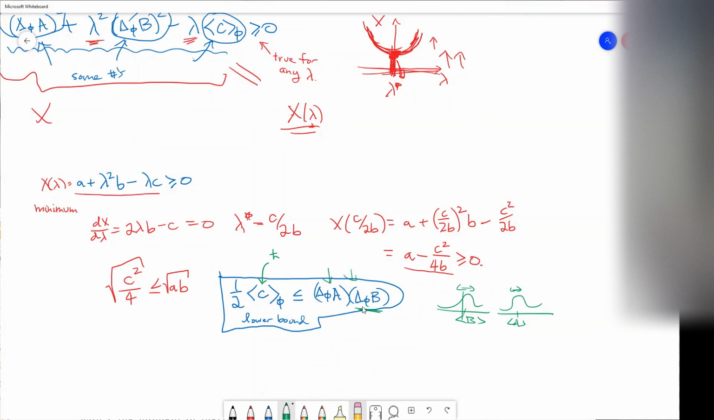All right, so hopefully that makes sense. Oh, and of course, if c equals 0, then this is a trivial thing. Obviously, a product of two positive numbers is going to be a positive number, so that doesn't tell you anything interesting.